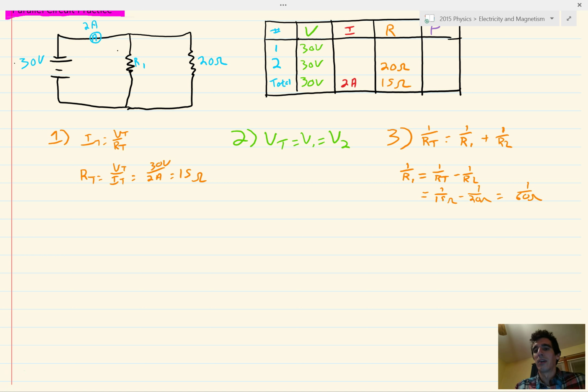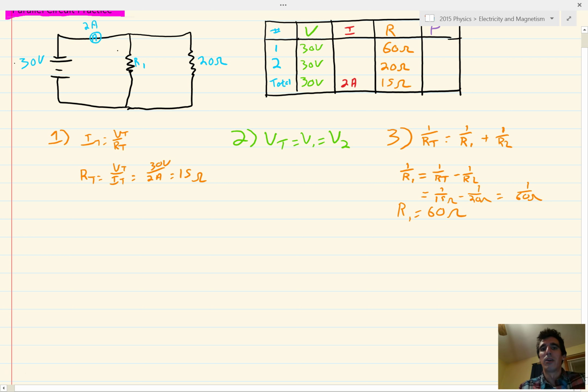So what we do in our calculators, we'll do 1 over 60, which spits out a decimal, and then we do 1 over that number. In this case, we just get 60 ohms. So R1 is 60 ohms. I would definitely practice that in your calculator because that's the one tricky part for parallel circuits.